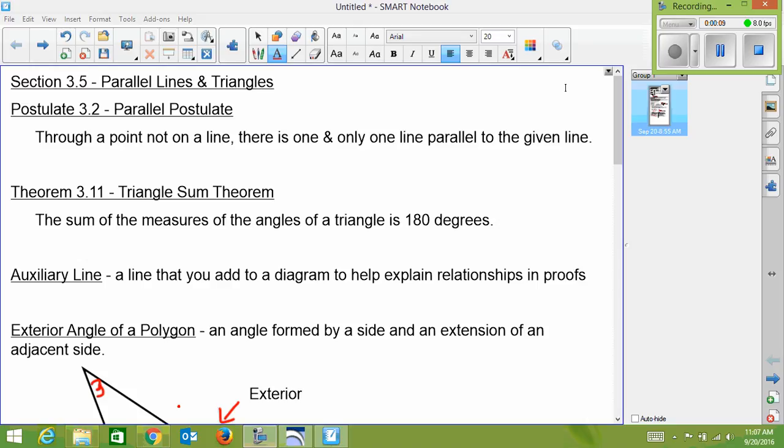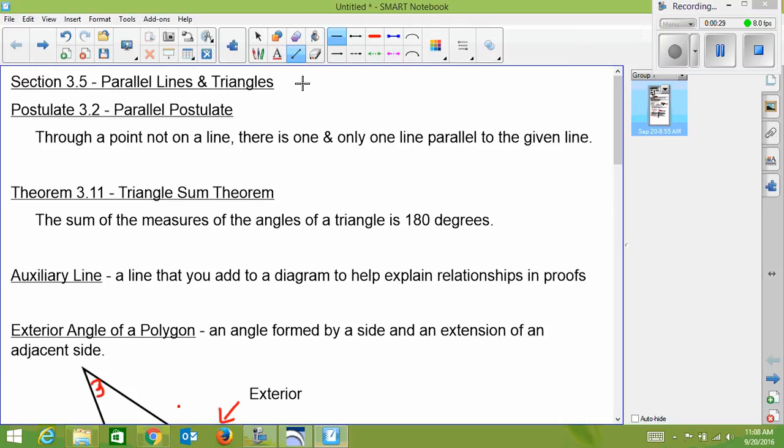Postulate 3.2, parallel postulate. Through a point not on a line, there is one and only one line parallel to the given line. So if there's a point outside of the line, there could only be one line parallel. I'll draw you a little example. If I have a line here, and then I have a point somewhere that's not on that line, what they're saying is I could only draw one line through here that would make it parallel to this one. That's what that postulate is saying.